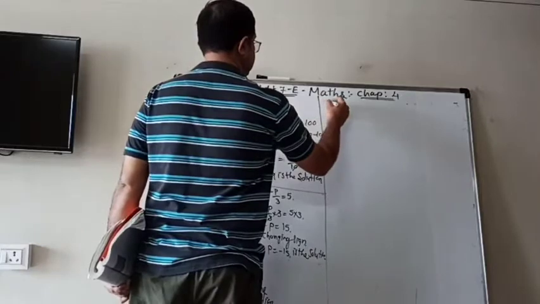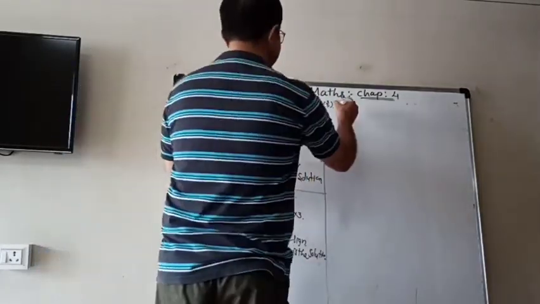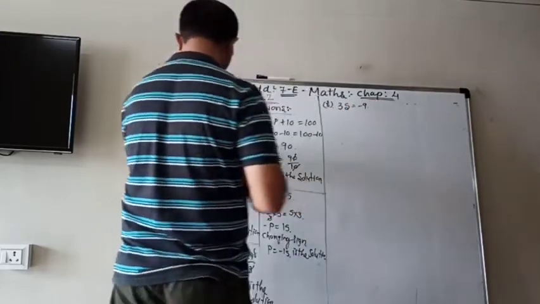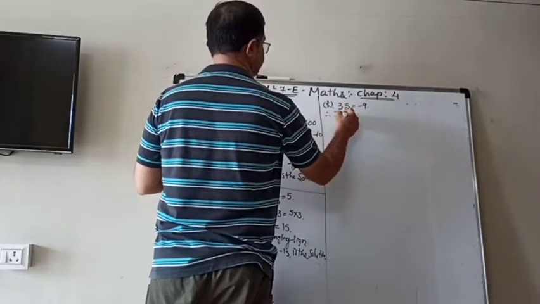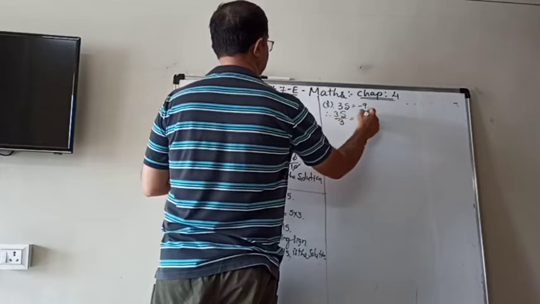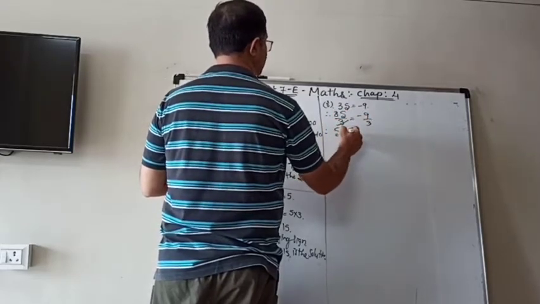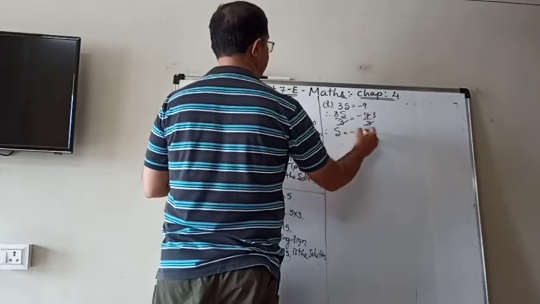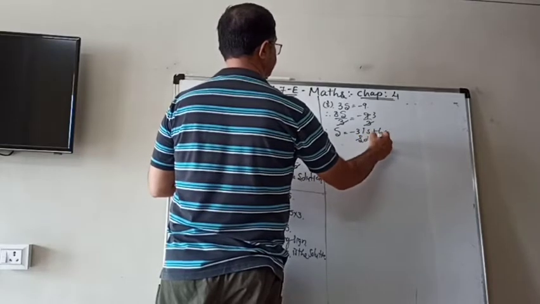Then we take number F. 3s is equal to minus 9. So divide by 3. So 3s divide by 3 is equal to minus 9 divided by 3. So you get s is equal to minus 3 is the solution.